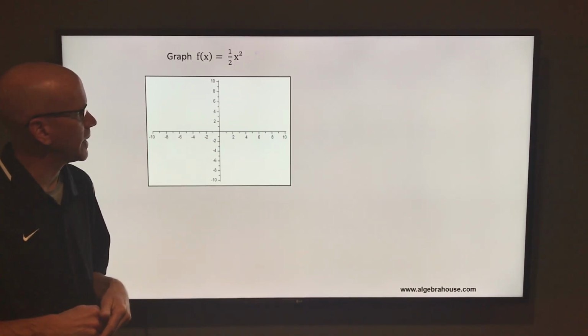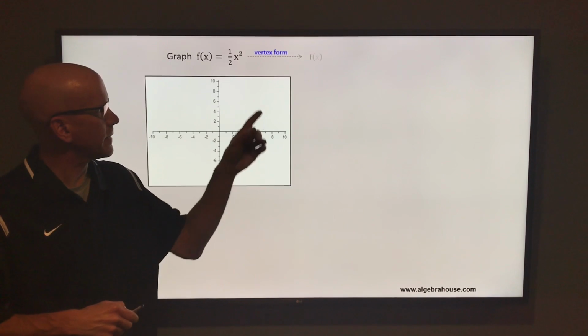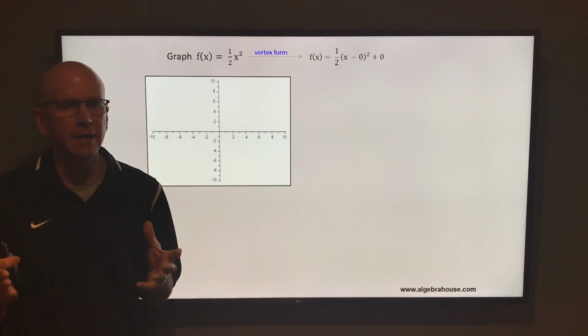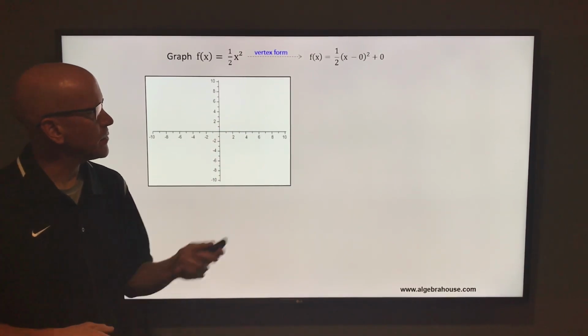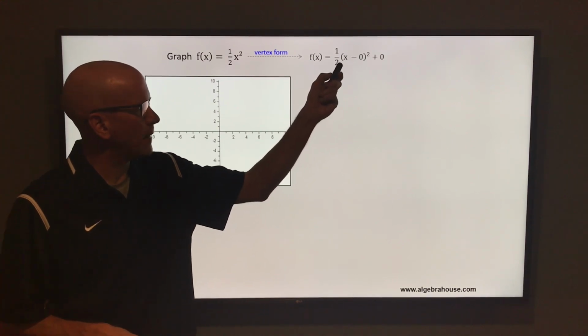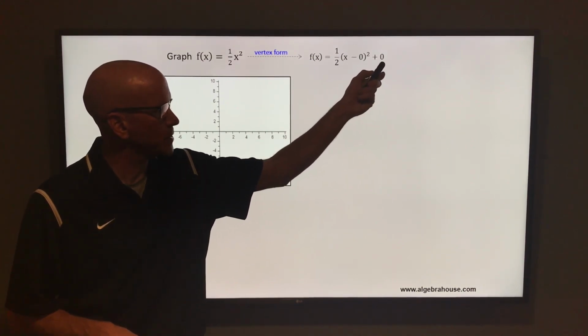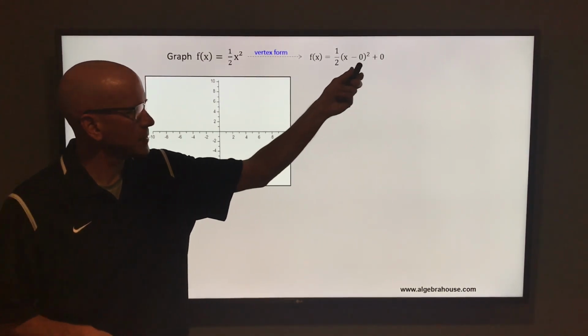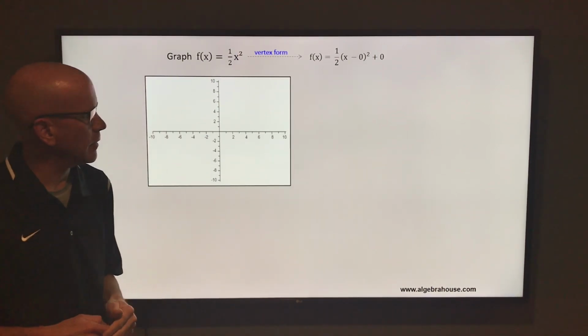f of x equals 1/2 x squared. The first step is to get that in vertex form so that you can see and identify what the vertex is. If you get that in vertex form, it's going to be 1/2 times x minus 0 squared plus 0. So the x-coordinate of the vertex is 0, and the y-coordinate of the vertex is 0.